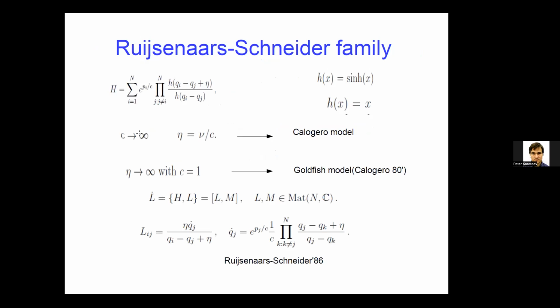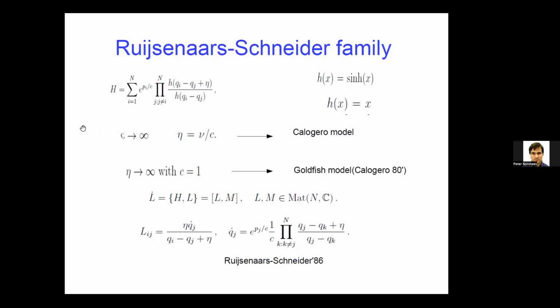Another family which I will consider later is the Ruijsenaars-Schneider system. It is a relativistic generalization of Calogero. The simplest Hamiltonian is written here for the hyperbolic version and for the rational version of the Ruijsenaars-Schneider system. It has two interesting limits. One of them is very familiar. It corresponds to the parameter c tending to infinity with eta fixed. It provides in the limit the conventional Calogero system. A less known limit corresponds to fixed speed of light, but coupling constant tending to infinity. It is the so-called goldfish model invented by Calogero a long time ago.